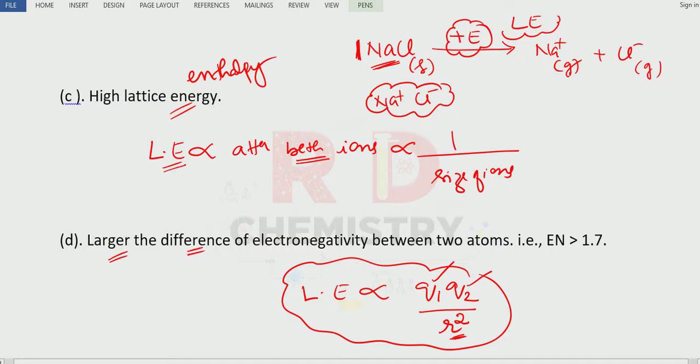Okay. Last point. Larger difference in electronegativity between two atoms. Suppose the electronegativity difference is more than 1.7, they form more of an ionic compound. Okay. If it is less than 1.7, they are more of covalent compounds. Clear?